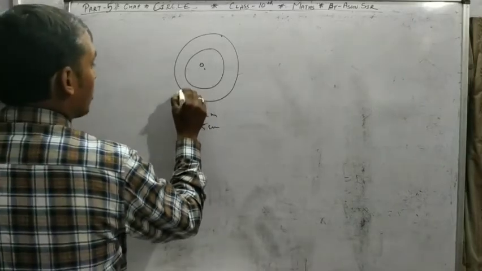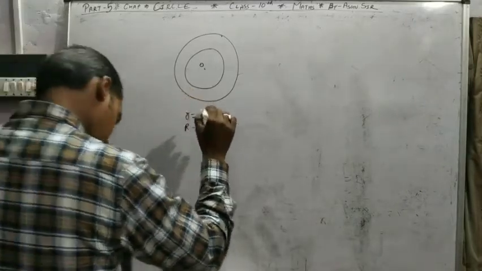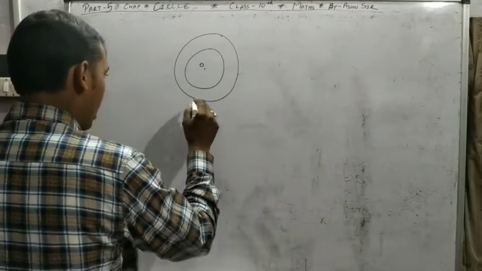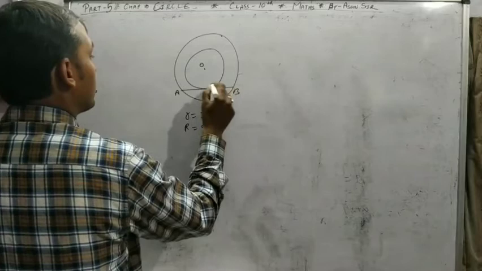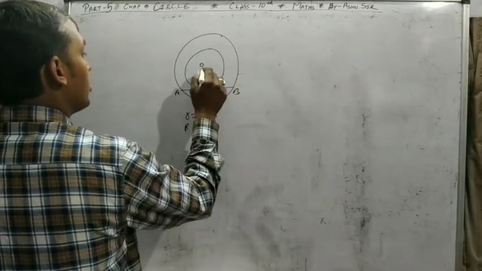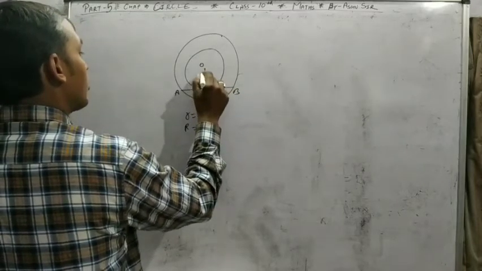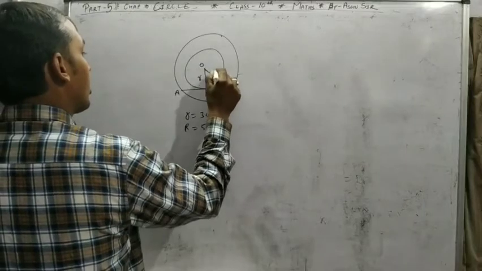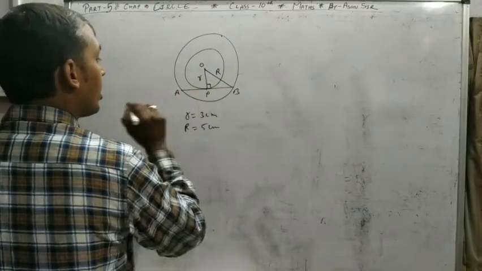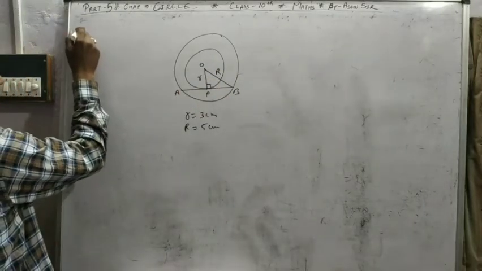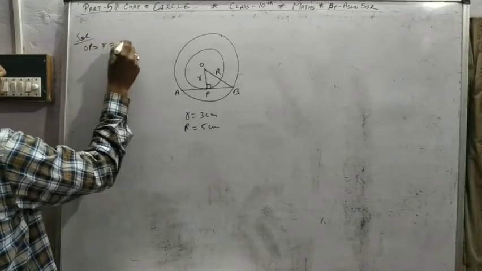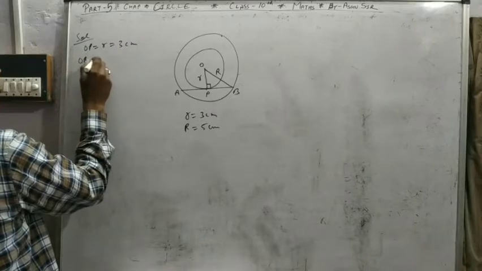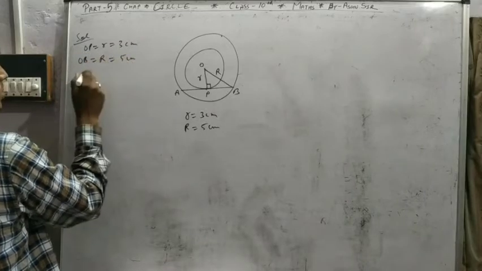And the chord of the larger circle, which touches the small circle at P. So this is small r and this is capital R. This makes right angle. OP is equal to r equal to 3 centimeter. OB is equal to R equal to 5 centimeter.